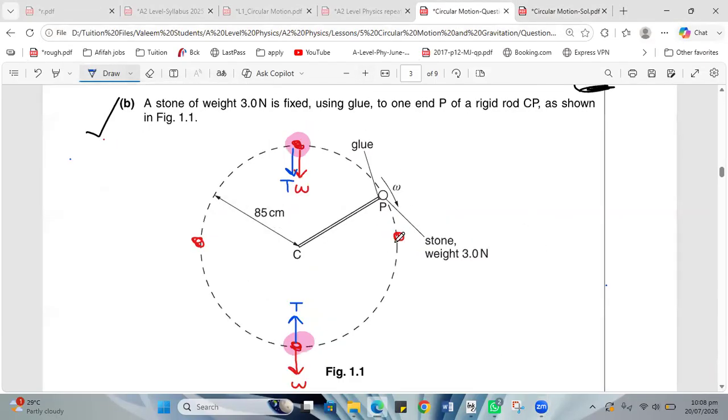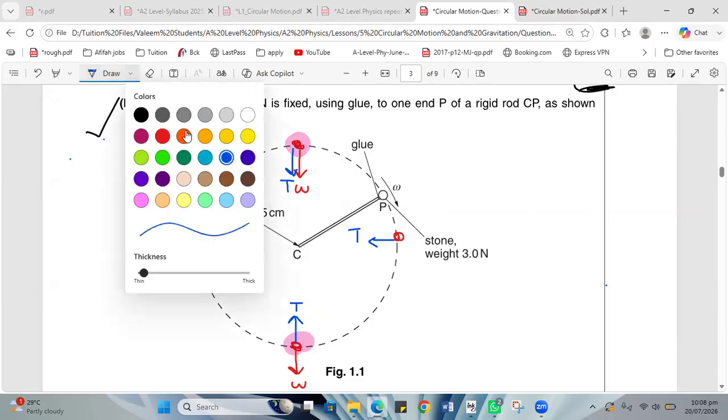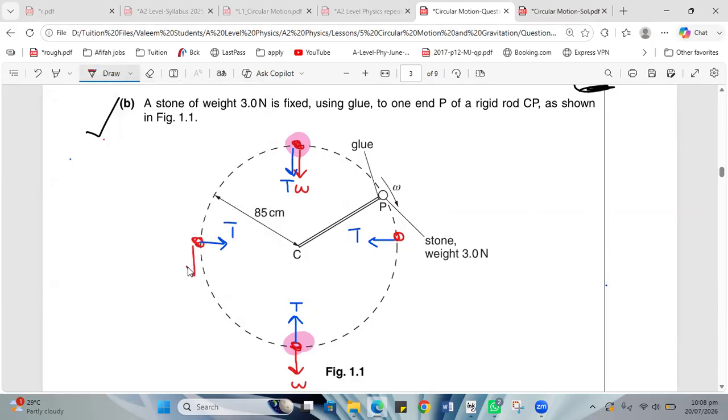Now let's look at 3 o'clock and 9 o'clock. Tension is towards the center of the circle, and weight is again downwards. Now I drew these forces on all these points. The purpose is to construct an equation for the resultant force.